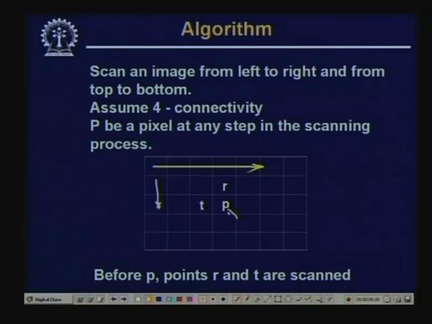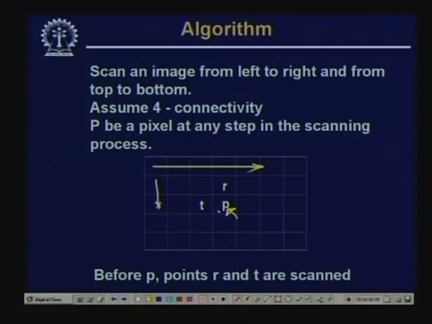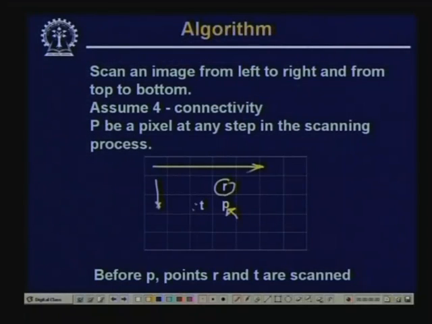Now, in this particular case, if we try to find out what should be the label at this particular point P, here I assume that P is an object point. Then following the way of our scanning, before P is scanned, the other points belonging to the 4 neighbors of P which will be scanned are one point above P in the same column and one point to the left of P in the same row. Those points here are point R and point T. So, R is above P and T is to the left of P, and these are the only points belonging to the 4 neighbors of P which will be scanned before the point P is scanned.